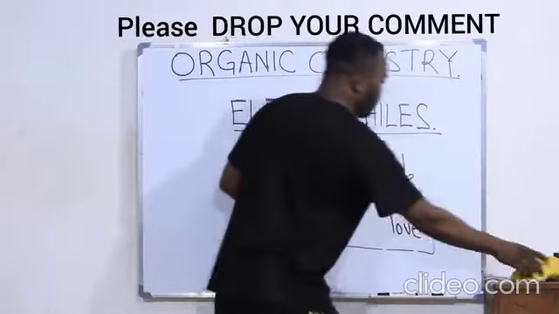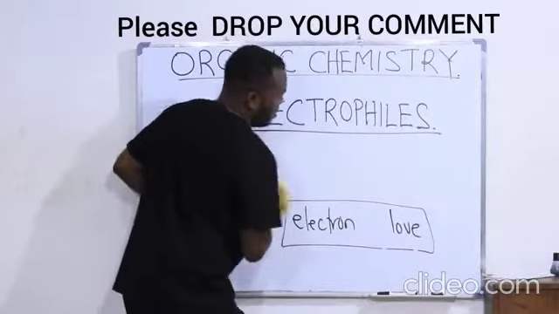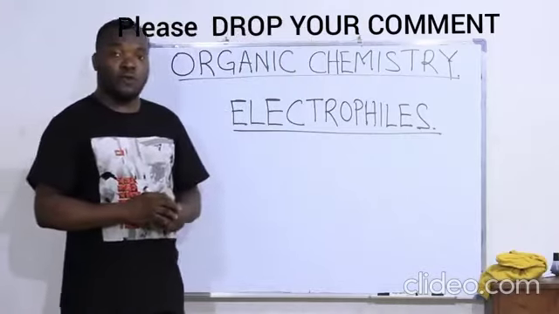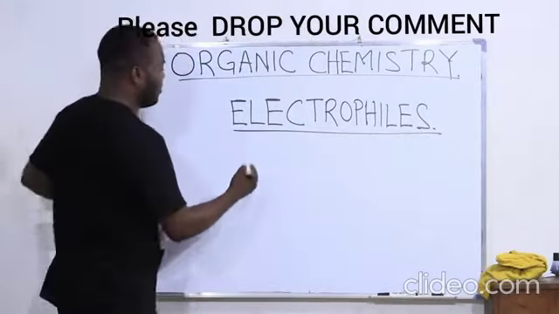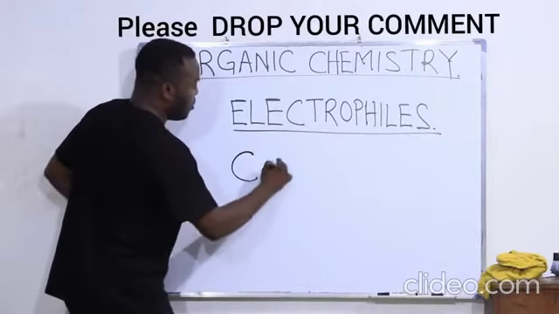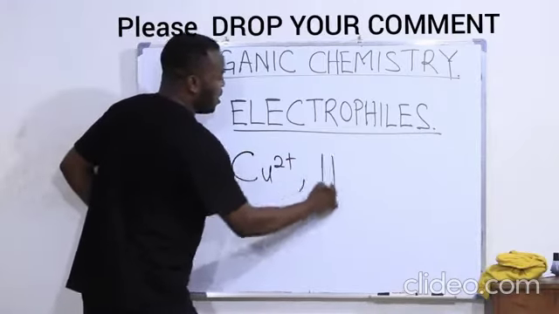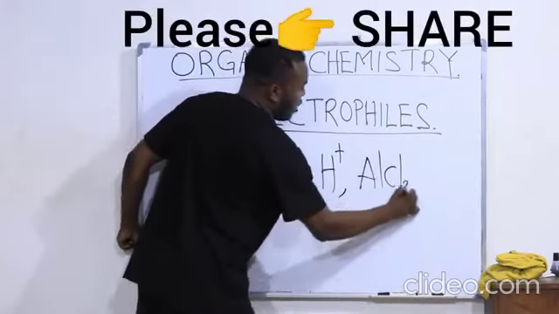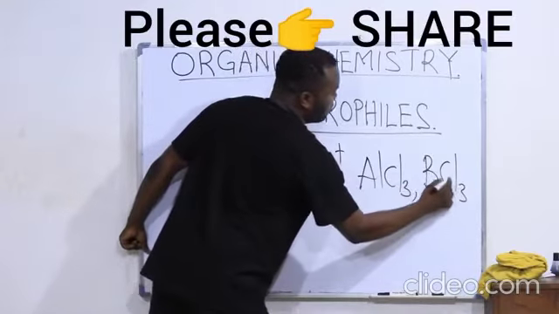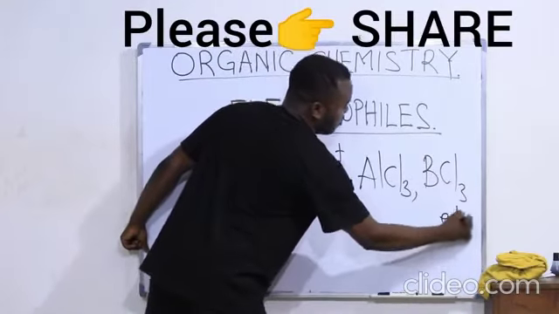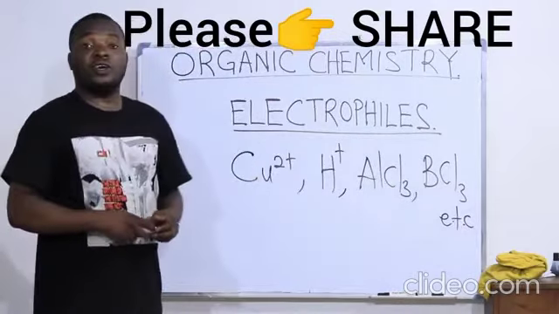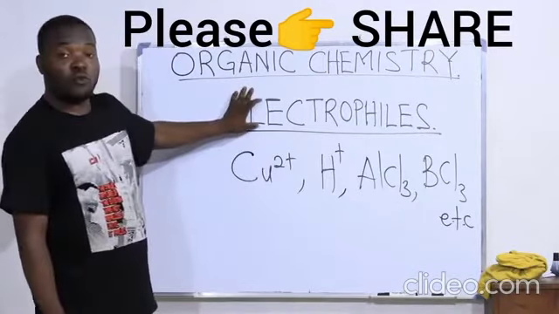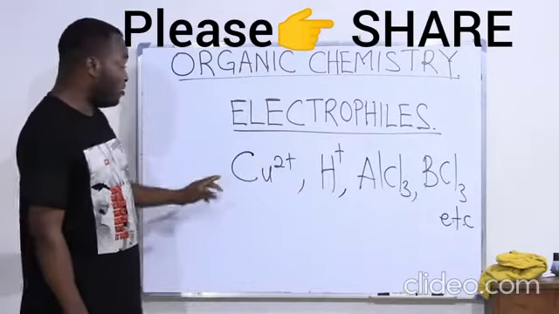Examples of electrophiles at this level are the Lewis acids. Lewis acids are good examples of electrophiles. And the Lewis acids we have at this level are copper(II) ion, hydrogen ion, which you call the proton, aluminum trichloride, and boron trichloride. We can use only these four. There are many others. So these are examples of Lewis acids, and Lewis acids are good examples of electrophiles. Remember, they are electron deficient.